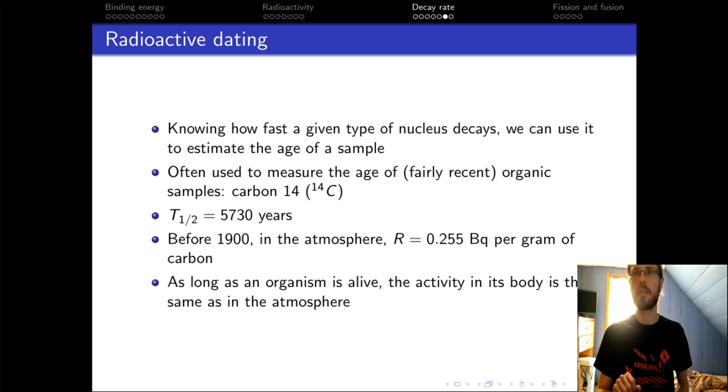And I think that's pretty much all I had to say. Yeah, maybe based on what I said, a precision on the half-life.